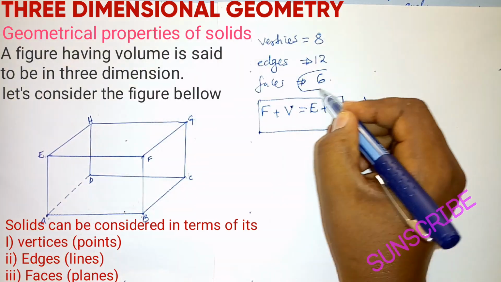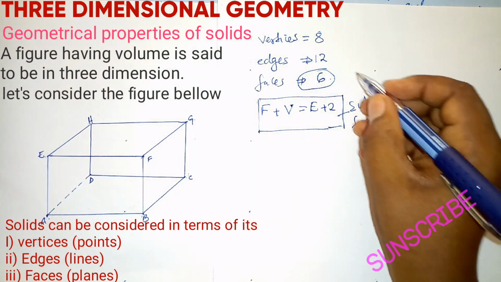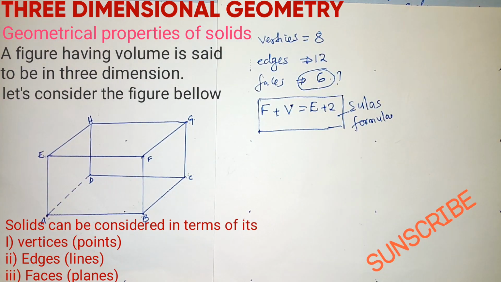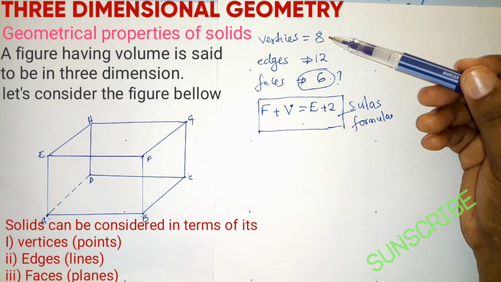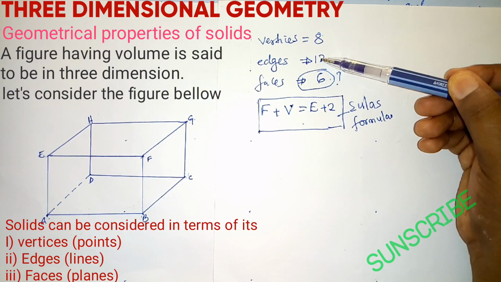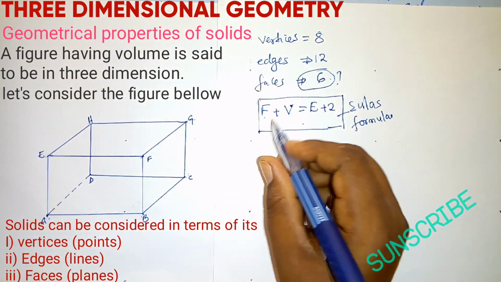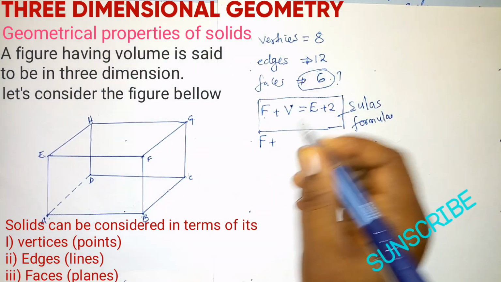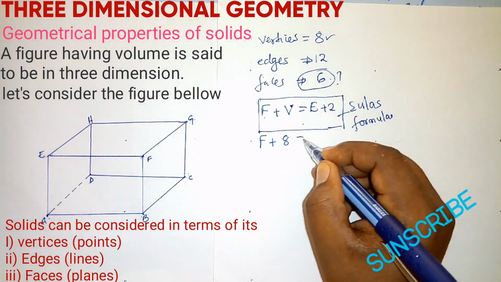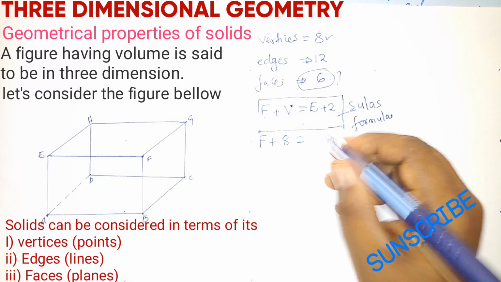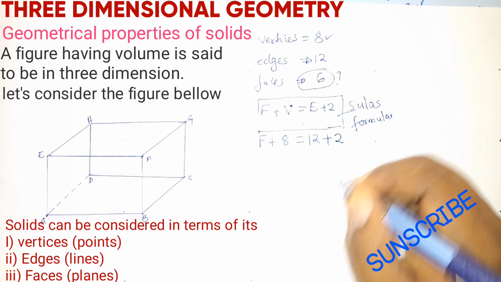Let's assume we don't have the number of faces. Now let us use this formula to find the number of faces if you are given the vertices and the edges. Faces, we don't have, F, plus the number of vertices, which is 8, should be equal to edges, which is 12, plus 2.